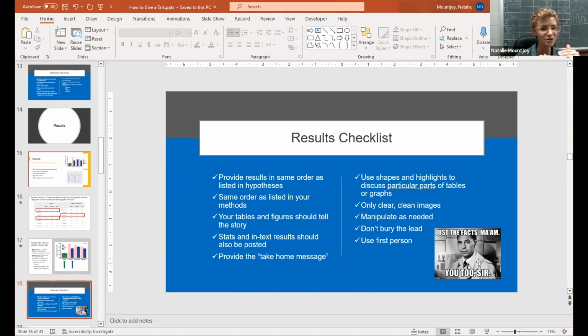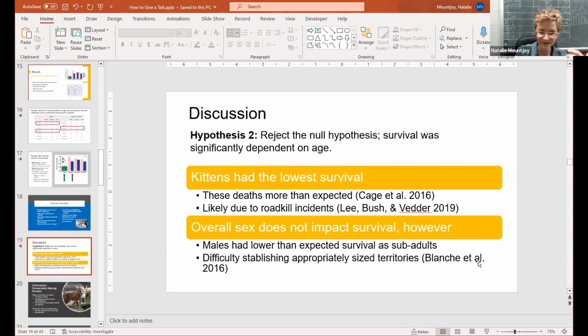Just the facts. You're not talking about what your results mean at all. You are showing what your data are, right? You are providing your results. You are not commentating on them yet. Not at all. You're like, here they are. Okay. That's all you get to do in this section. It's not until your next section, the discussion, where you get to actually start to talk about what they mean.